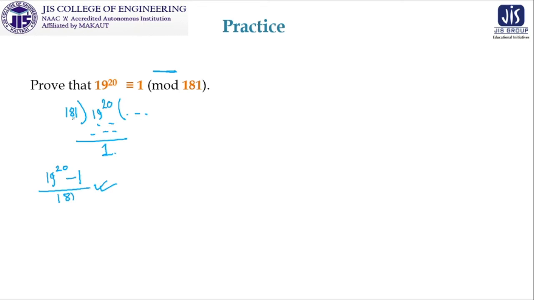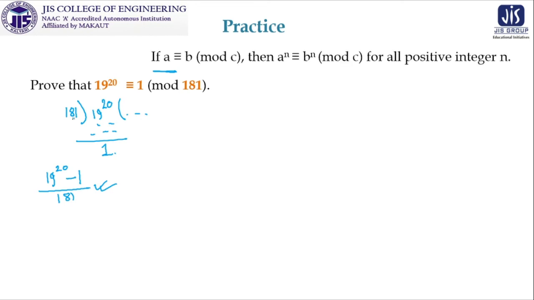Look at this. We are going to give you one piece of information: if A is congruent to B mod C, then A to the power n is also congruent to B to the power n mod C.